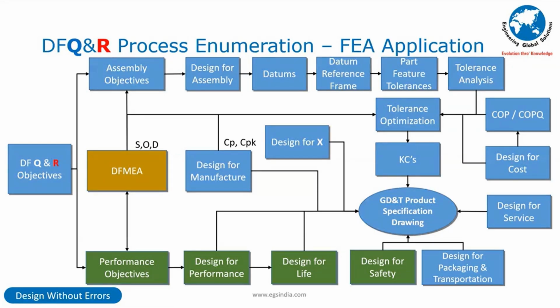So when you look at the GD&T or the product specification drawing subsequently down the line, the influential components come from both the assembly objectives as well as the performance objectives. Now remember, quality and reliability are the 2 eyes of a product. If these 2 goals are not met, however much finite element analysis we do, at the end of the day, it is not going to be productive in terms of product success.